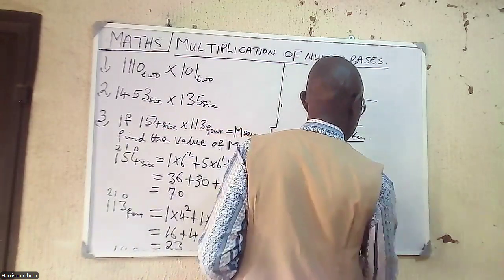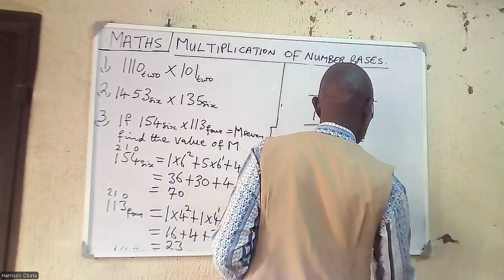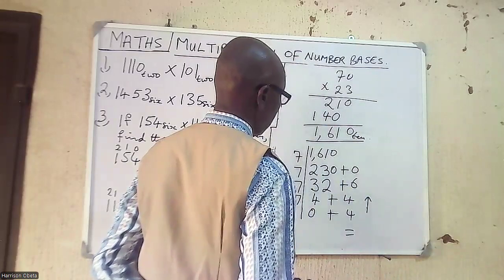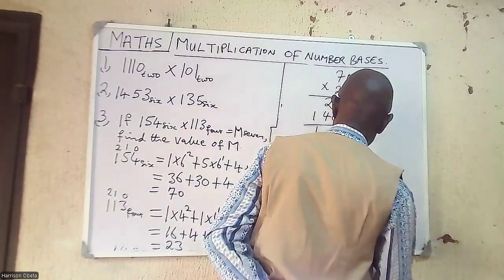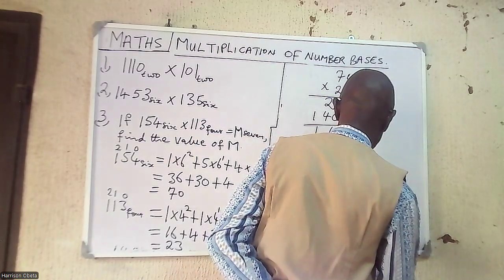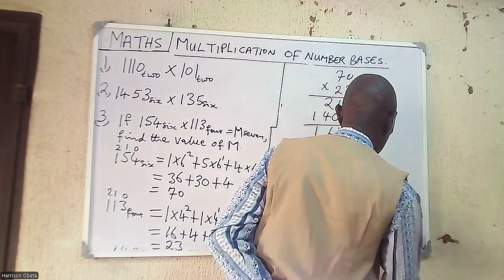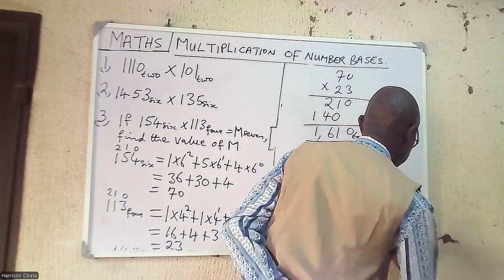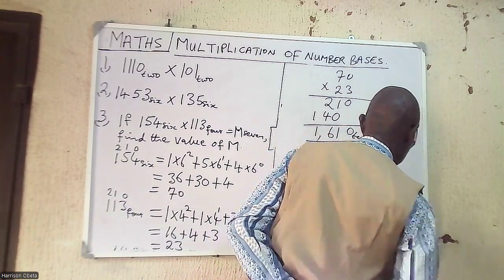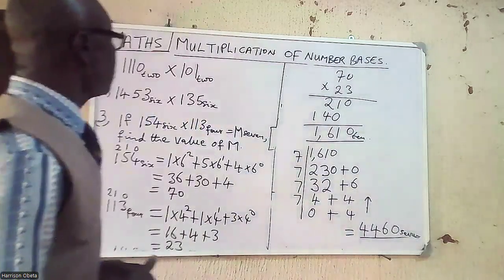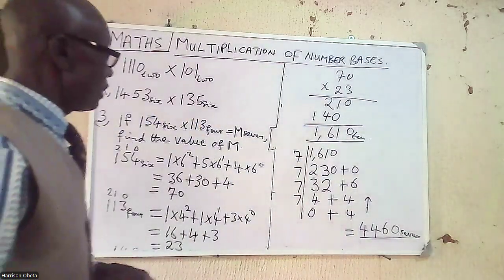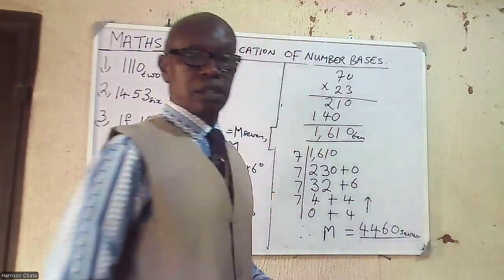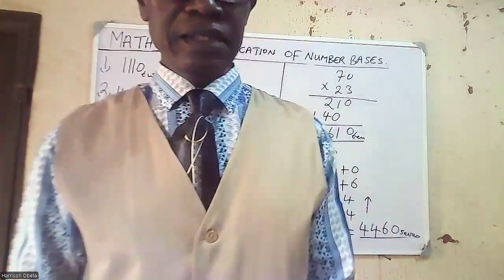So we write our answer in this form, and that means that our final answer is 4460. That is in base 7 now. In base 7. So that is the answer to that. And I think that is the value of M. Therefore, M is equal to this. And that's the end of that part.